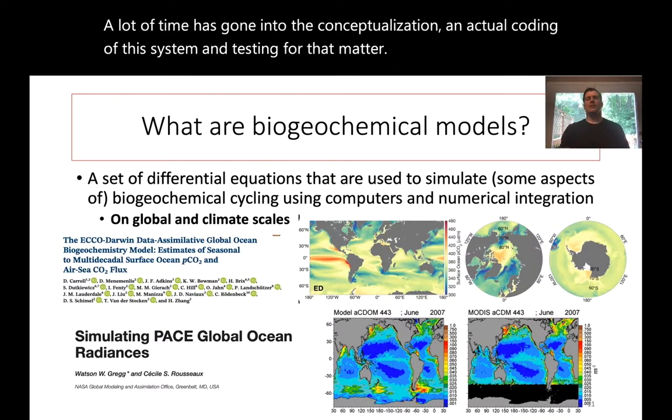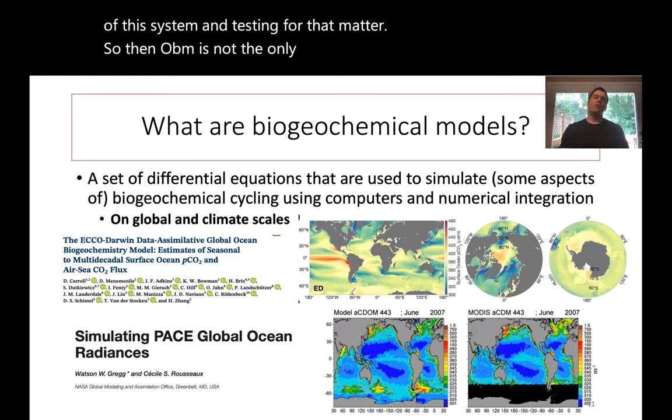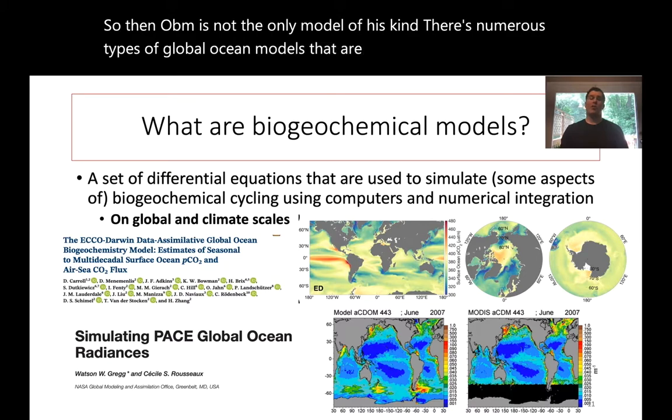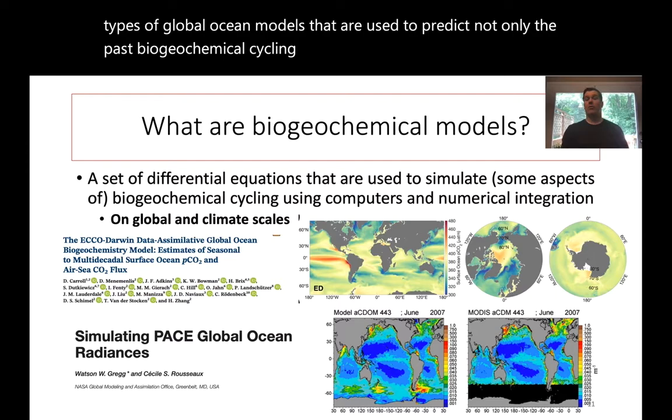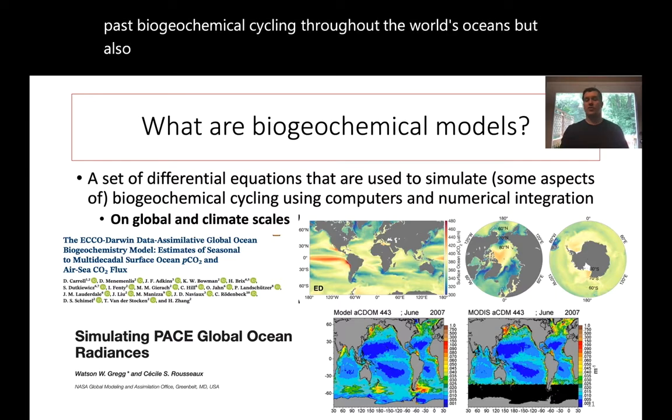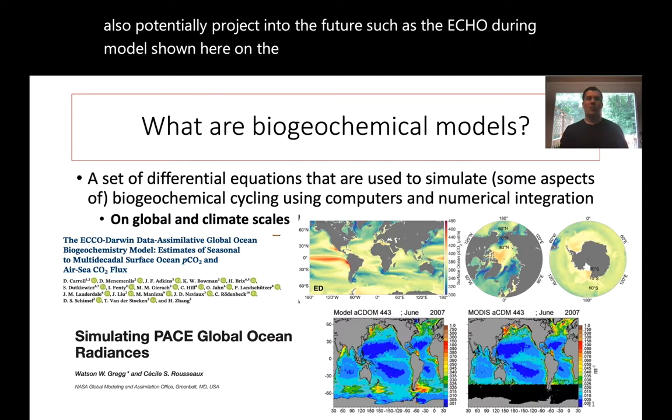So the NOBM is not the only model of its kind. There's numerous types of global ocean models that are used to predict not only the past biogeochemical cycling throughout the world's oceans, but also potentially project into the future, such as the Echo-Darwin model, shown here on the upper figures, with a recent publication on the left.